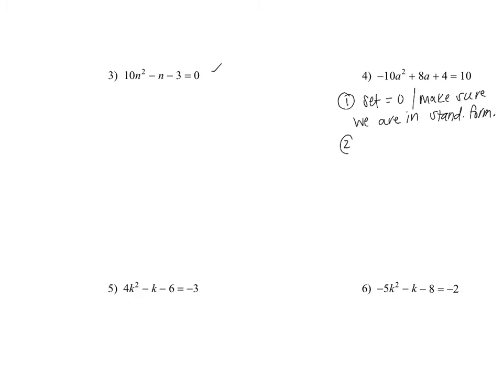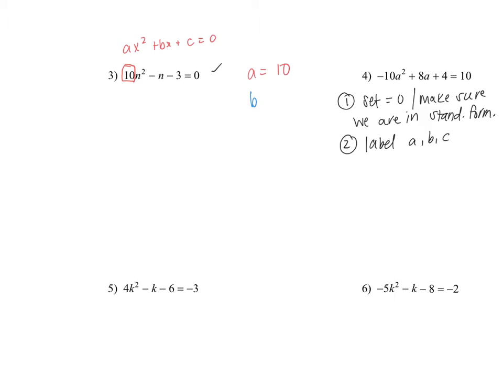So step 2 is then to label A, B, and C. In this case, remember, this is standard form and this will help you label A, B, and C. So remember, when we label A, B, and C, they're only numbers, okay? We never take the n, we never take the x, whatever variable is there, it's only ever the number. So in this case, A is 10.